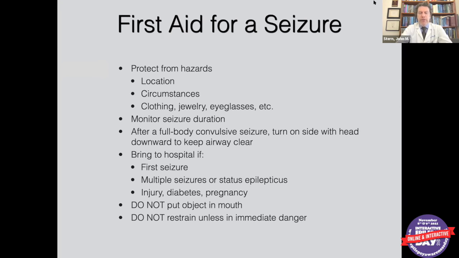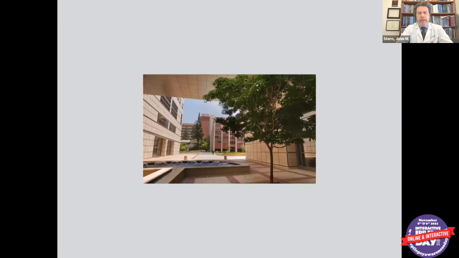And it's best not to try to restrain the person unless they're in immediate danger, because the person having a seizure is not going to understand why they're being restrained, and like any of us, will fight back as a way of trying to protect themselves from someone holding them down inexplicably. So that was my last slide.